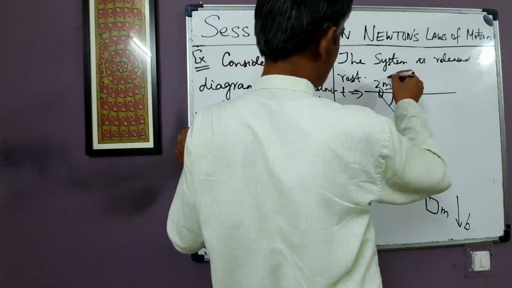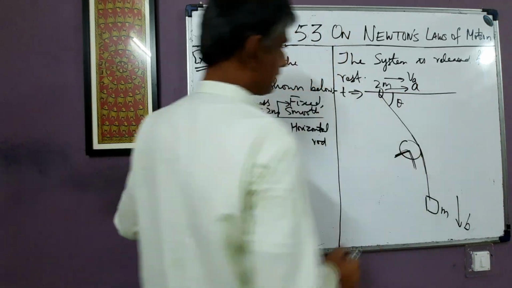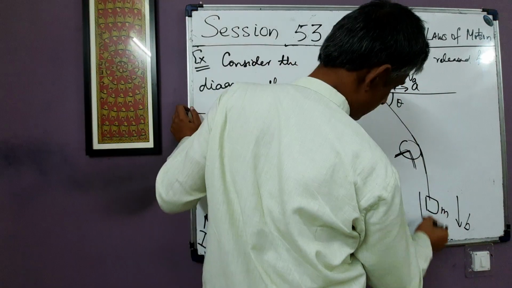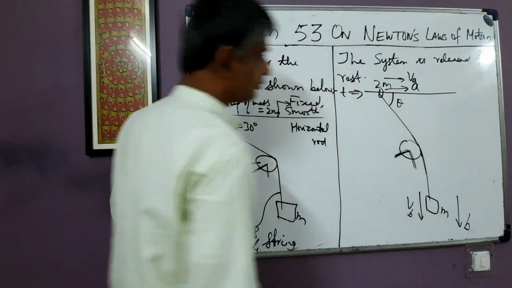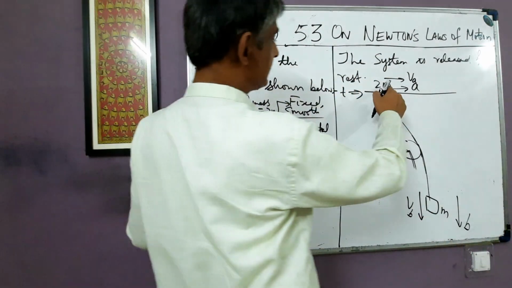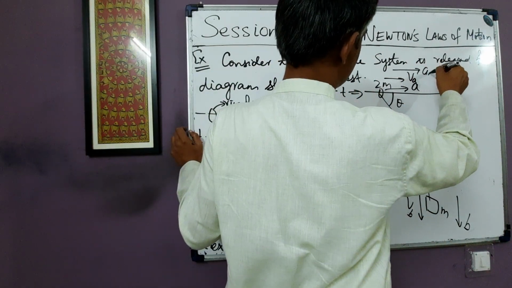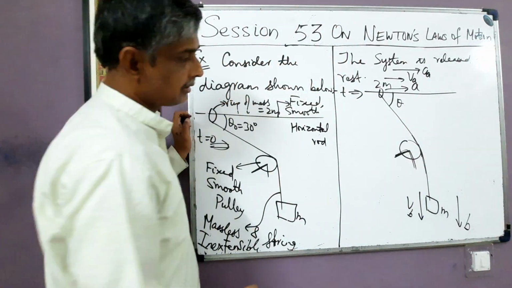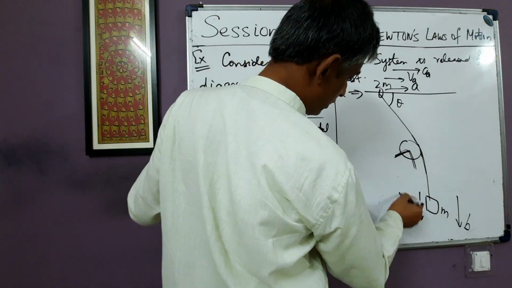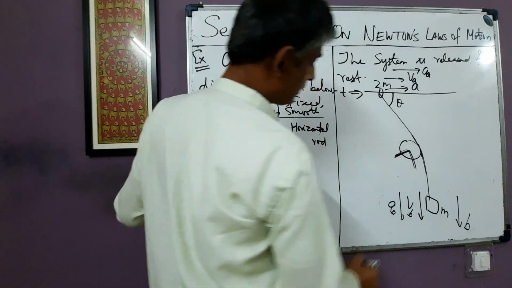Suppose at this instant 2m has a speed of say v_a with respect to ground, and this block has a speed of v_b with respect to ground. Also at this instant, acceleration of 2m with respect to ground is a_a in the rightward direction, and at the same instant, acceleration of this block is a_b in the downward direction.